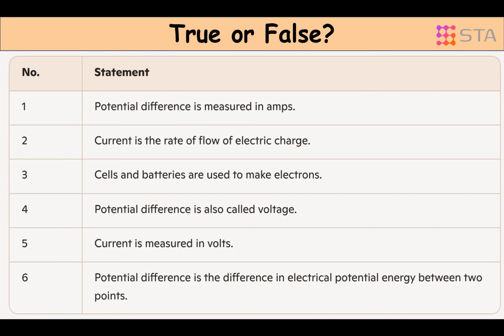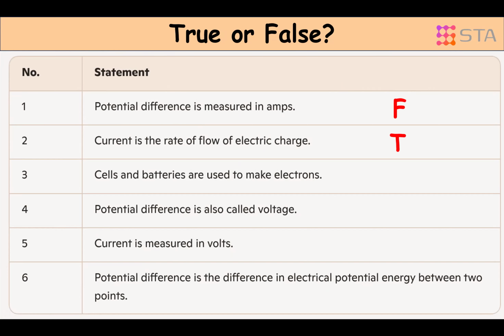So number 1, potential difference is measured in amps. That is, of course, false. Potential difference is measured in volts. Always think about how you can actually correct the statement. Number 2, current is the rate of flow of electric charge. True, it is. You can go back to your notes and see that that is actually the case.